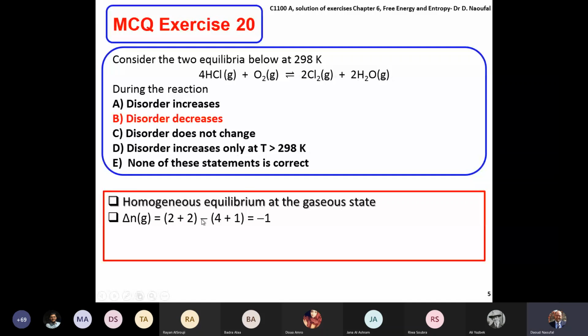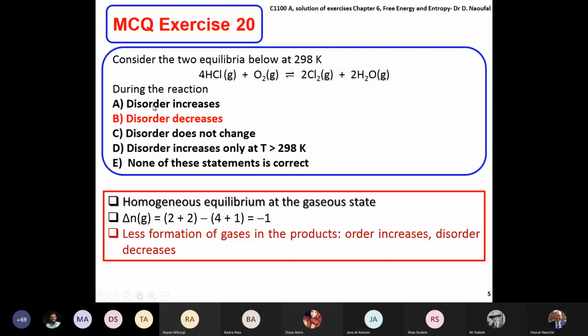Delta N is equal to 4 minus 5. Delta N is negative. And when delta N is negative, we have less formation of gas and the system is more ordered. So the order increases and the disorder decreases. So A is incorrect. B is correct: the disorder decreases or the order increases. So the correct answer is B.